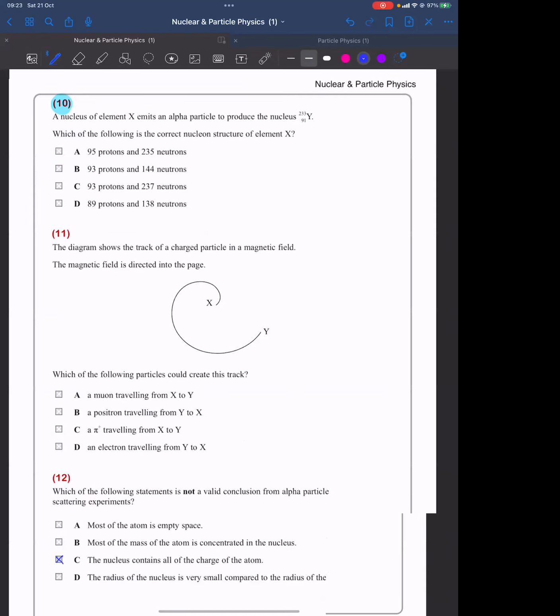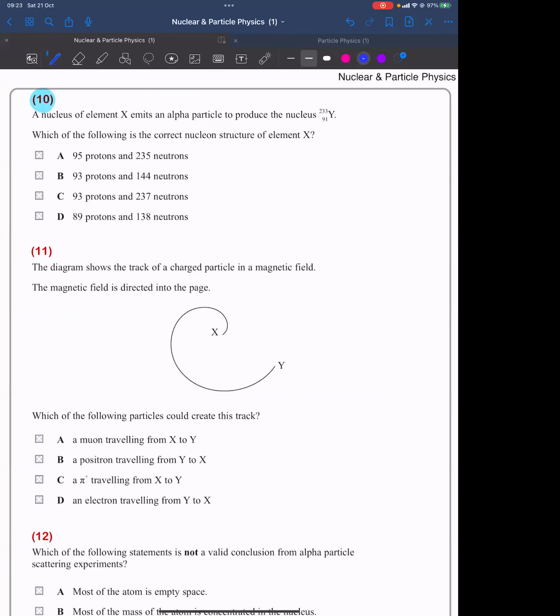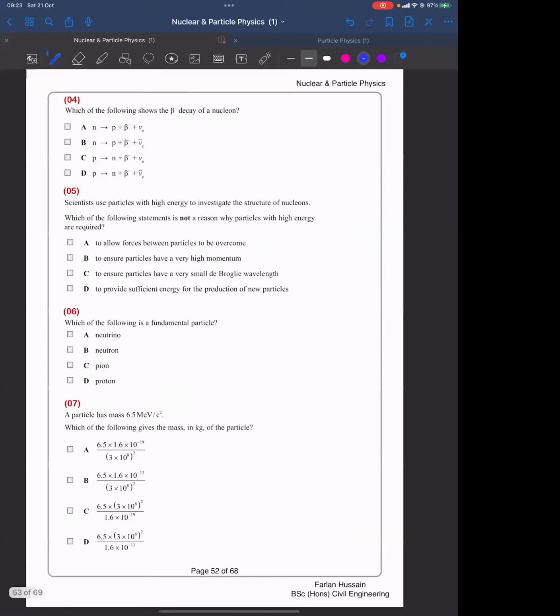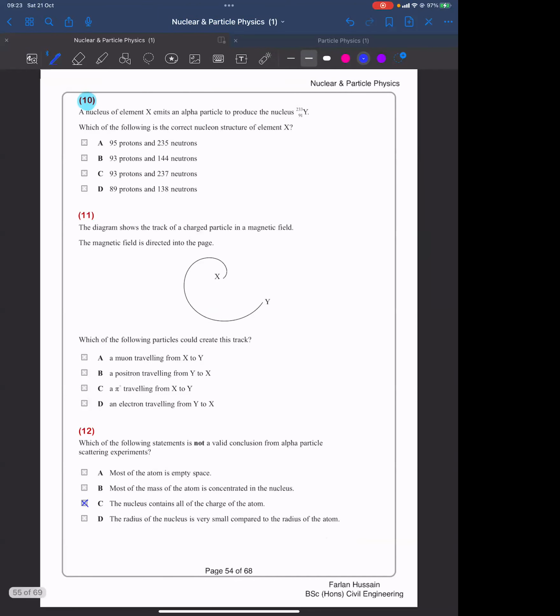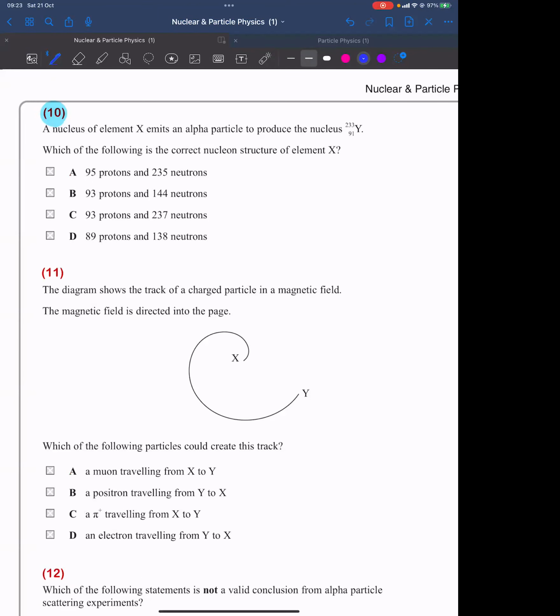What's the answer for question number 2, sir? Question number 2, the answer is C. The 10th one. A nucleus of element X emits an alpha particle to produce a nucleus 233 91 Y after emitting an alpha particle. Which of the following is the correct nucleon structure of element X?